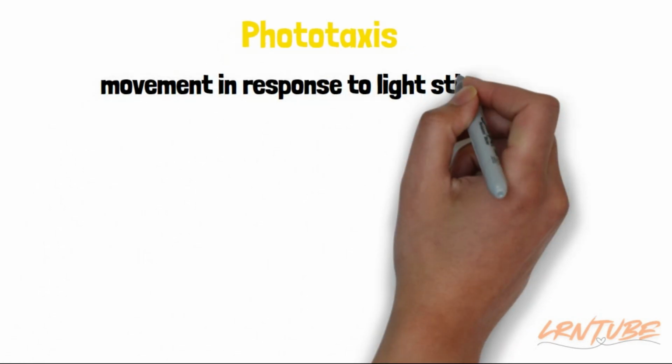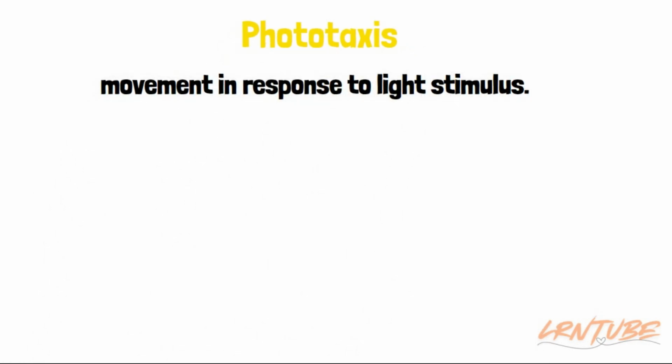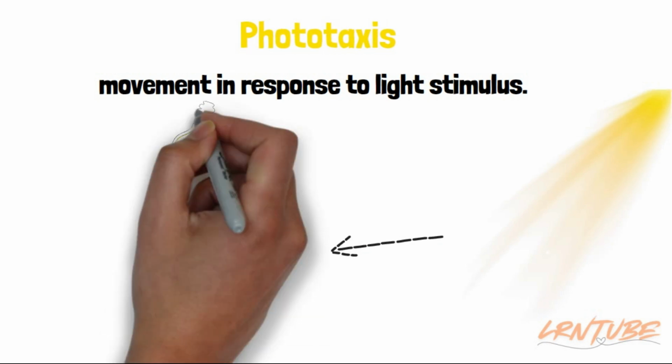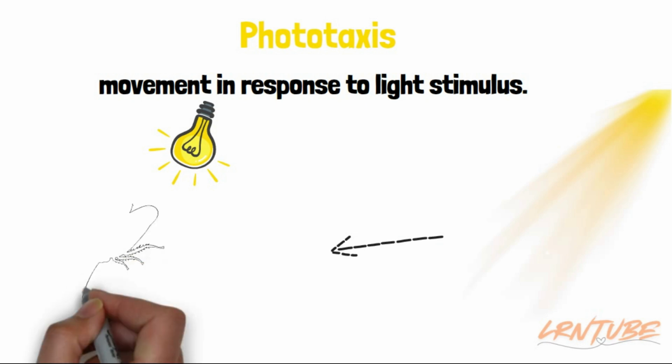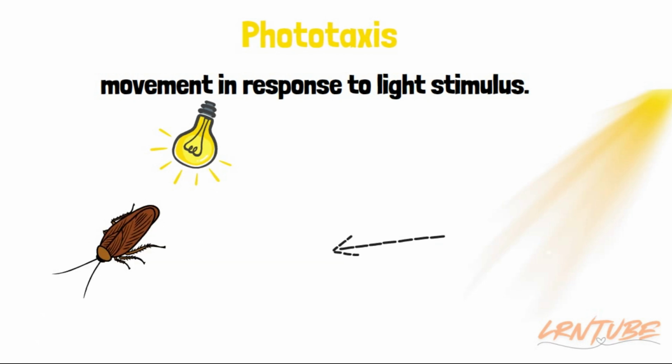Next, phototaxis. Phototaxis is the movement in response to light stimulus, either moving towards the light or moving away from the light. You can see this in cockroaches. When you put on the light, cockroaches tend to run away from the light. Same with euglena moving away from the light.